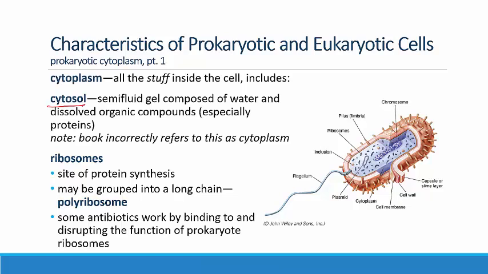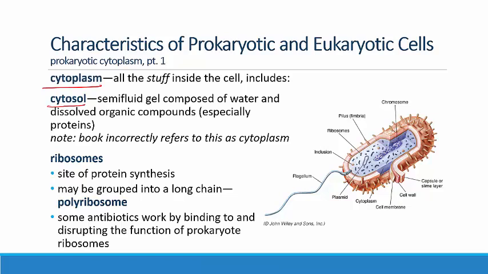Now, the book uses the term cytoplasm to mean cytosol, and I disagree with the book. This is one of those few places where I believe the book is wrong. There are a couple of points in this chapter and the next that I disagree with the book about. So cytosol is the semi-fluid gel, and then there are some organelles associated with the cytosol, the other parts of the non-dissolved stuff that's inside the cytosol, that together make up cytoplasm. So cytoplasm is everything. Cytosol is the fluid portion of the cytoplasm.